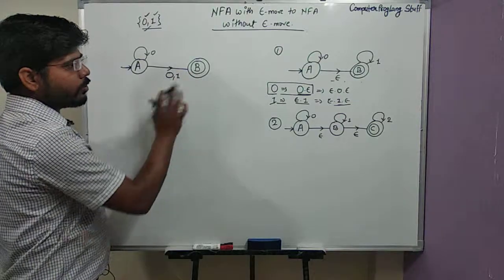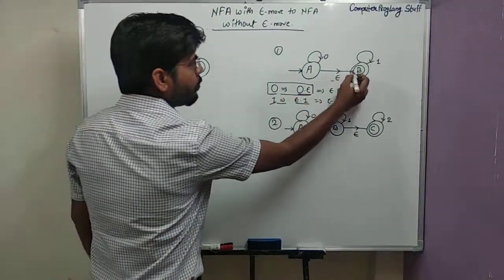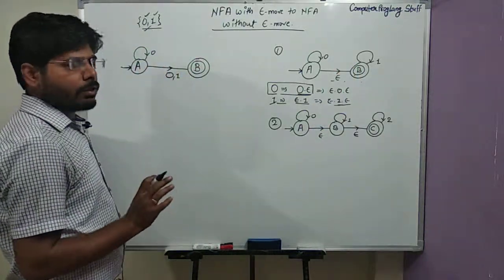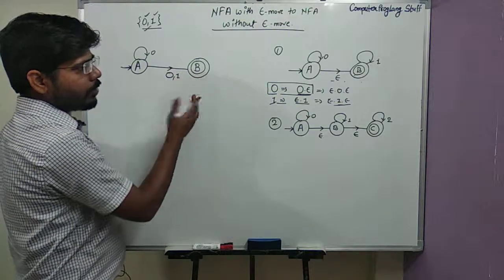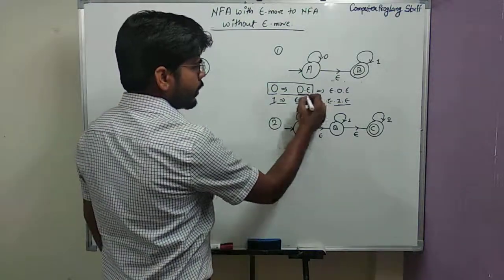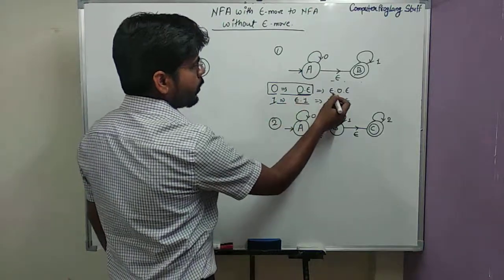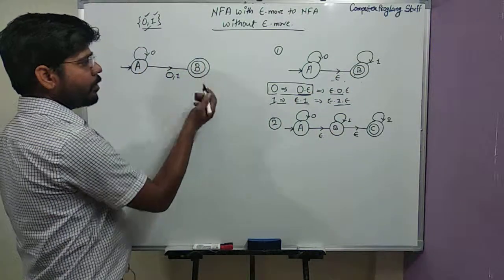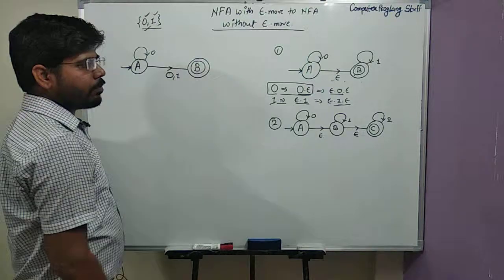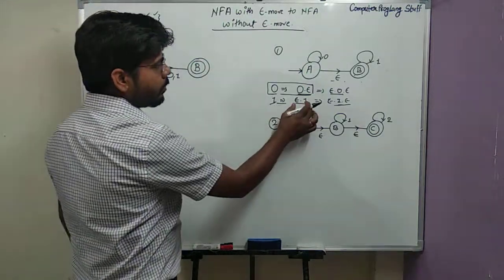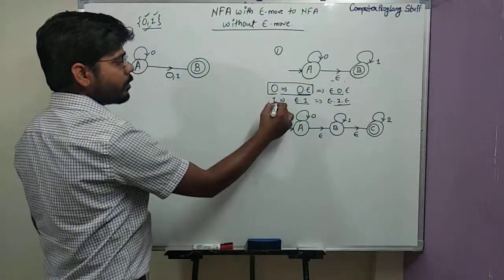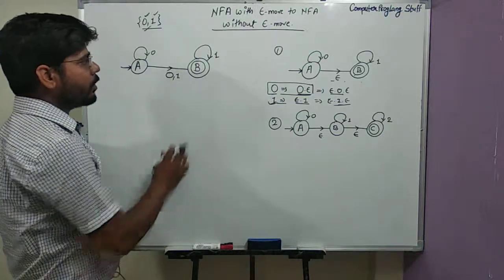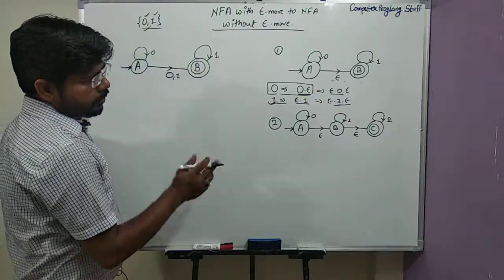Now at state B, if we see in this diagram, there is no transition for the 0. In this case also we cannot make any transition, because in any case, whether we write 0 epsilon or epsilon 0, we cannot make a transition from state B. But from state B, for the symbol 1, it is clearly seen that there is a self loop of 1. So we made this. Now what about the rest?